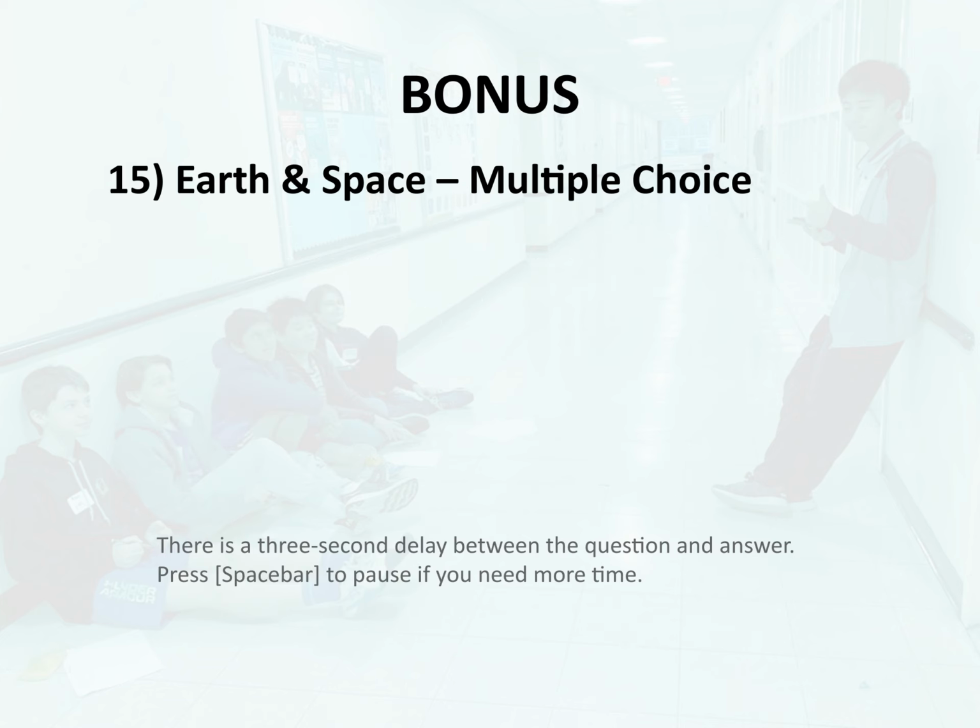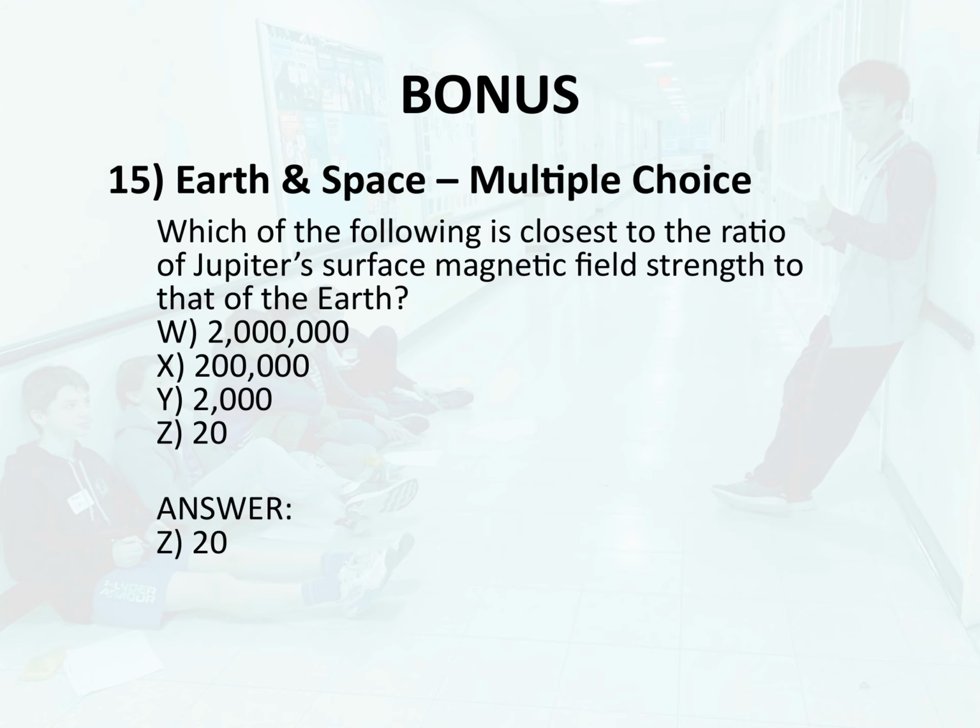Bonus 15. Earth and space, multiple choice. Which of the following is closest to the ratio of Jupiter's surface magnetic field strength to that of the Earth? W. 2 million. X. 200,000. Y. 2,000. Z. 20. Answer. Z. 20.